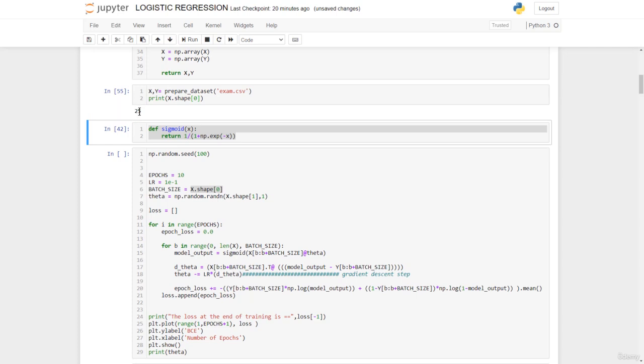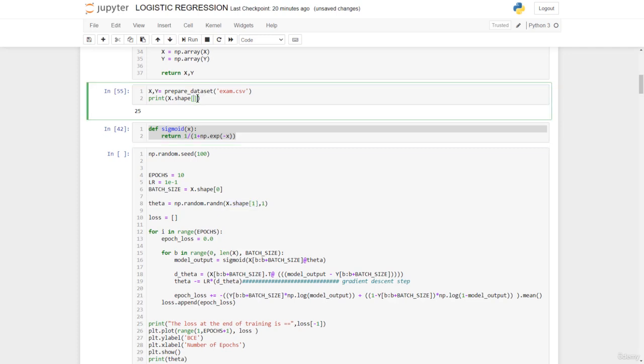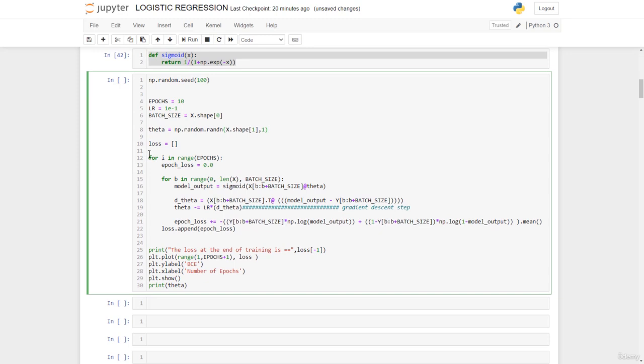We have a batch size of 25, and then we initialize theta, which is our weights and biases. So we have this theta which gets the shape, and obviously the shape is 3 in this case. We could print this out too. We have 3, so we have our theta, then the loss, and now we're going to start with the gradient descent algorithm. So here we have this loop. We loop through the total number of epochs. We have the epoch loss initialized to 0.